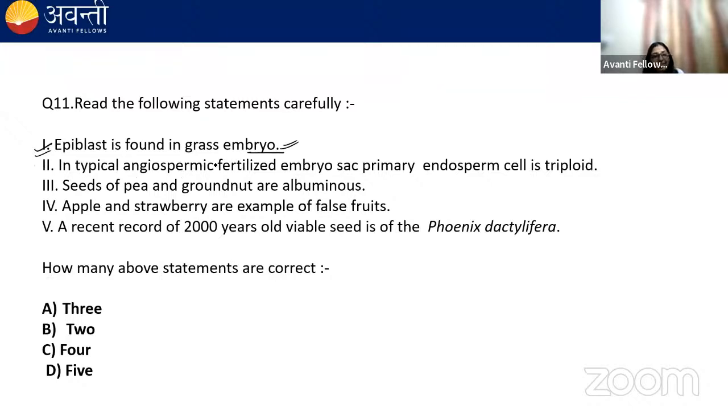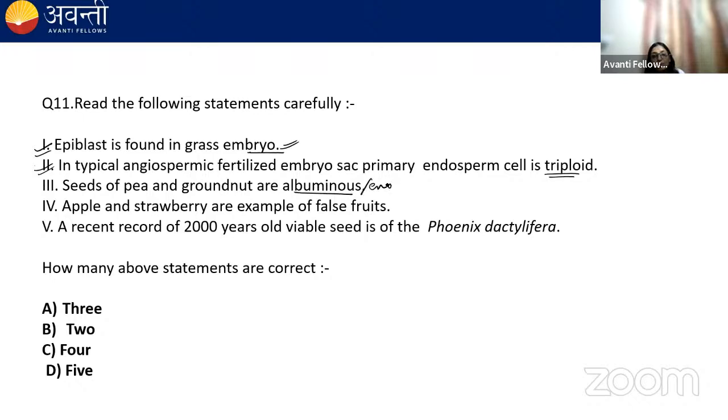Statement 2 says in typical angiospermic fertilized embryo sac, the primary endosperm cell is triploid. Absolutely correct. This is also a correct statement, because you remember double fertilization: the male gamete fuses with the egg cell and forms a zygote, and then the zygote forms the embryo, and the second male gamete fuses with the central cell, right? They fuse with the central cell and form a primary endosperm, and the primary endosperm has a triploid ploidy.